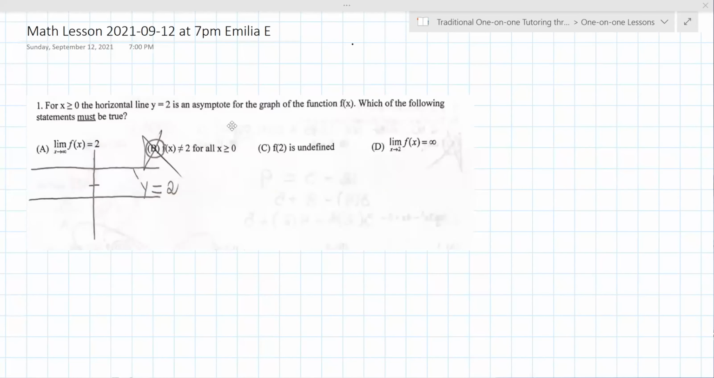Screen. Hopefully you're seeing that. Yeah. I mean, you circled it, but that's wrong.